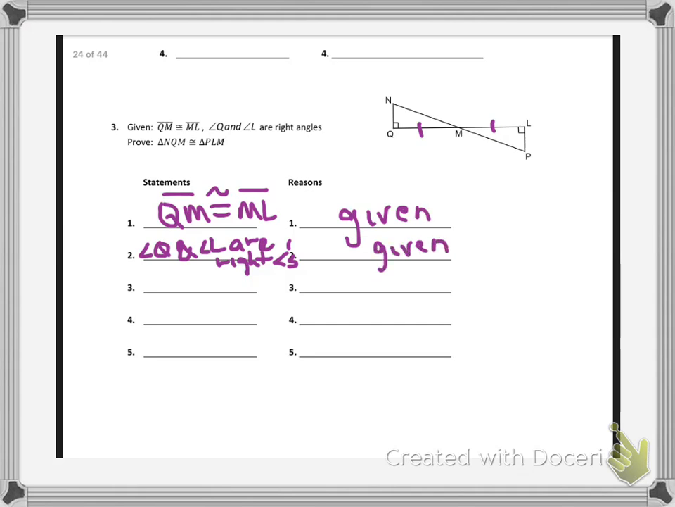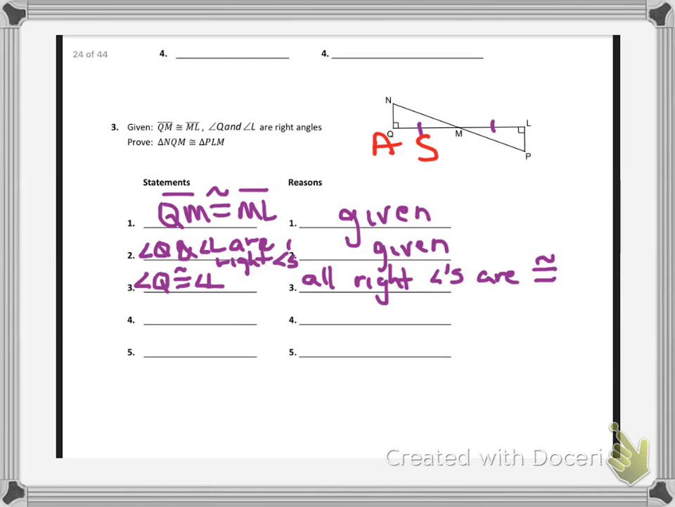Notice they don't actually say that angle Q and angle L are congruent to each other, but we can say that. We can say angle Q is congruent to angle L because all right angles are congruent. They're all 90 degrees. The measure of all of them is 90 degrees, therefore they're all congruent to each other. So we now have an angle and a side. So we just need one more piece of information, a side or an angle, to put this all together.